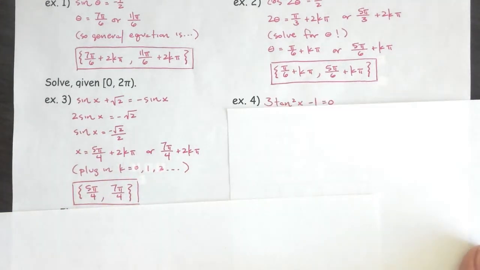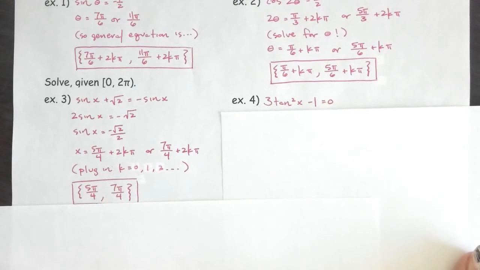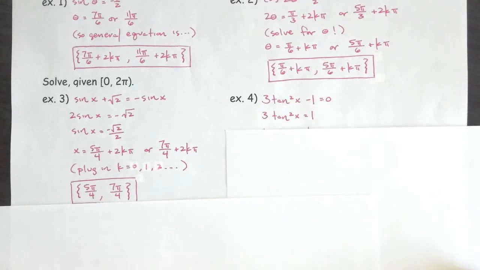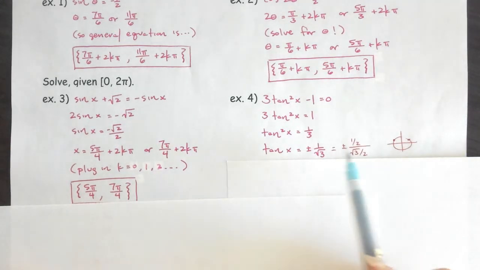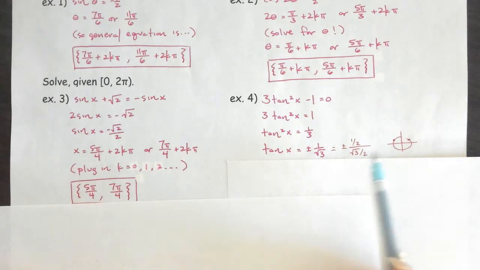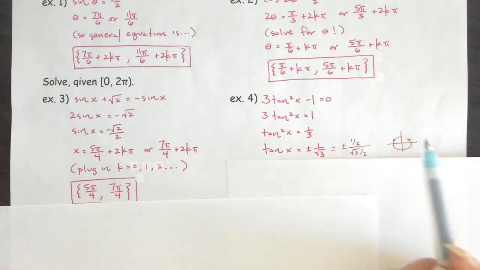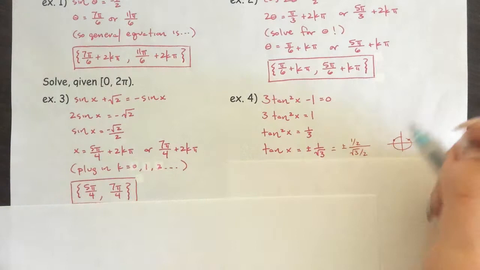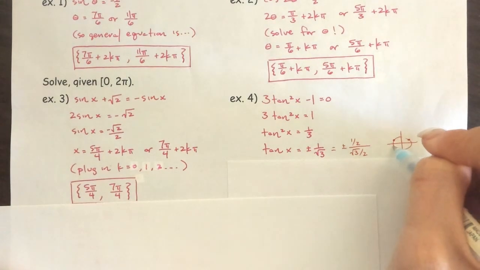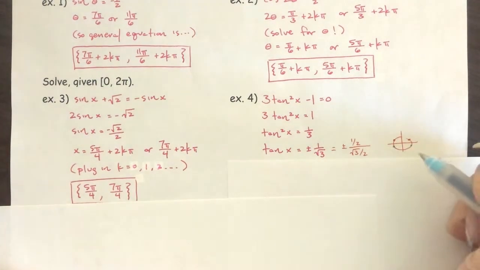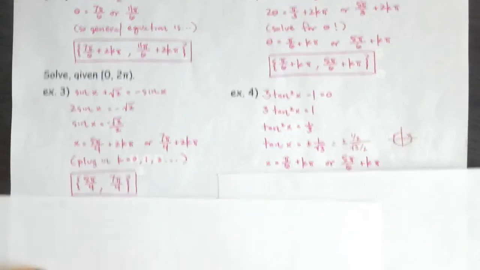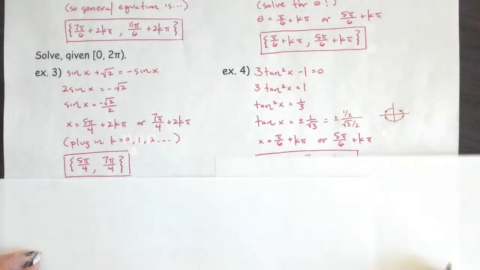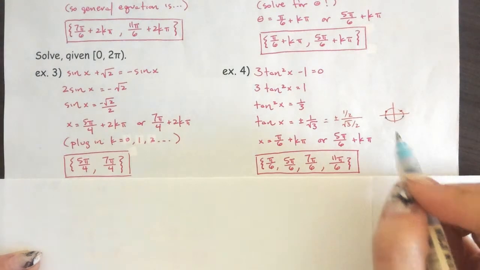Okay, the next one is still pretty straightforward. We added 1, and we divided by 3, and then we took the square root, and we realize that the square root is really a 1/2 over root 3 over 2, and we think about where that happens, and there's this plus or minus. So really, that happens at 4 places. Because where do you have a 1/2 for your sine value, whether it's positive or negative, it's those 4 places. So even if we didn't do this step, we would still have those 4 answers coming from here.